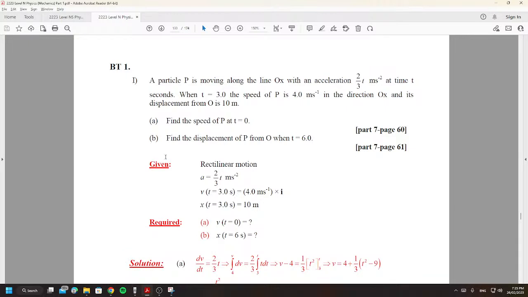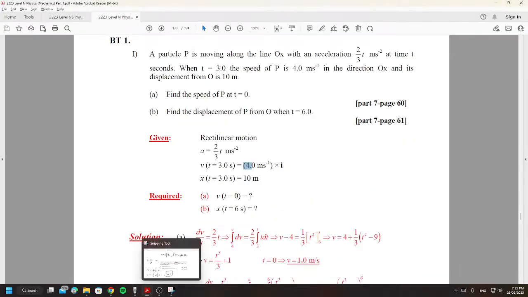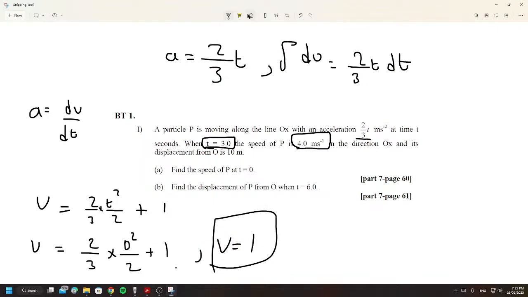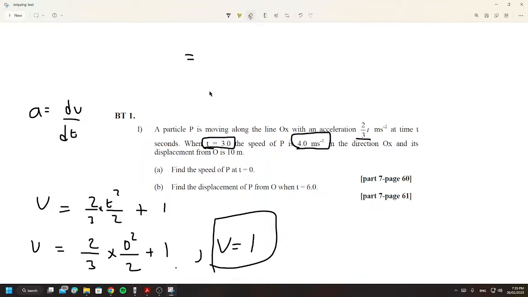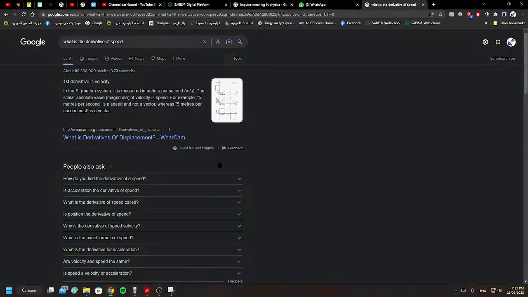Okay, let's go. Next. Now, find the displacement. Okay, so wait, let's just read. I have the question in front of me here. Okay, so just give me a second, guys.